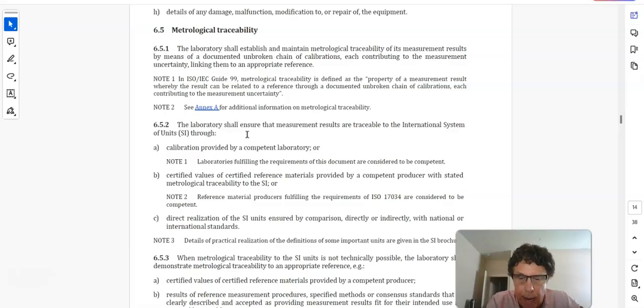So that means the C of A for the reference weights should say there should be a little logo that says ISO 17034 by whatever company that they are accredited from. If you have anything other than that, you are not in compliance with section B 6.5.2. Just to let you know.